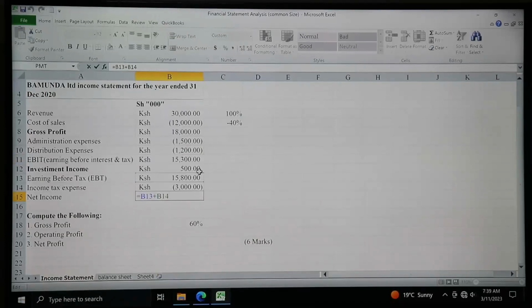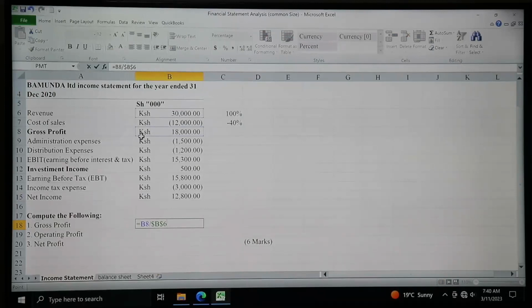To get these profit margins, if it is gross profit, then what do we take? We take the gross profit, that is the amount that we got here. Then we divide by what? We divide by the revenue. And this revenue probably will not change for the others.